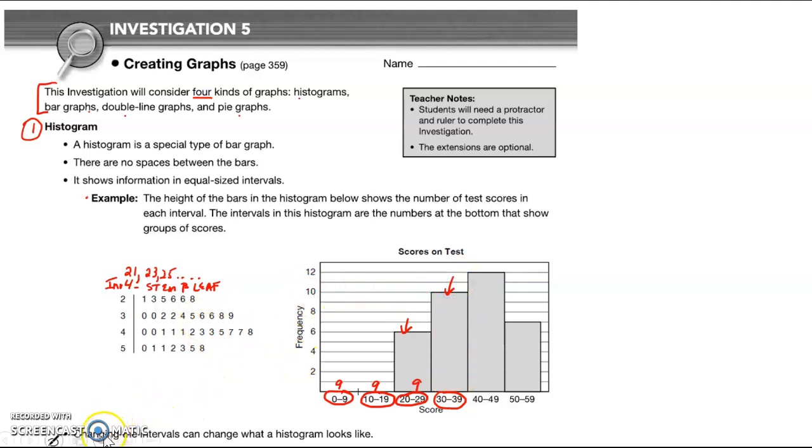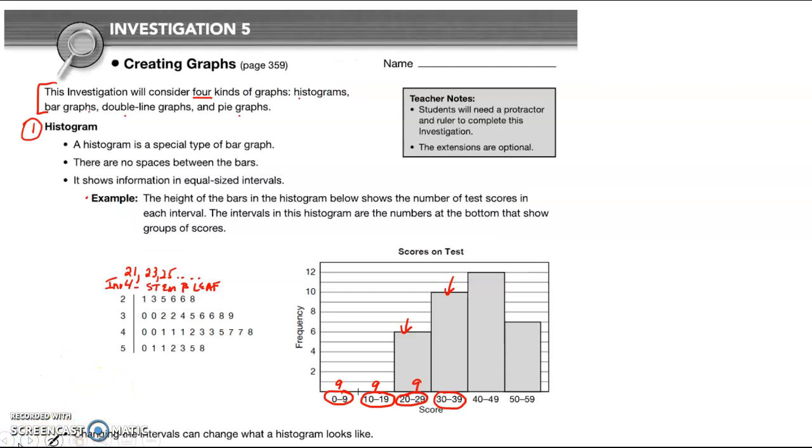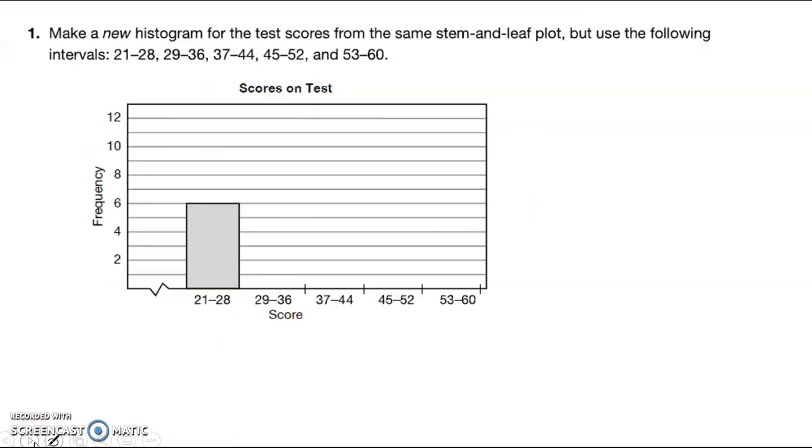Then they're going to change the intervals. But you can change the intervals. This is the first thing you're going to do. It says make a new histogram for the test scores from the same stem and leaf plot. The stem and leaf plot is back here on the first part, on the same page in your investigation. But use the following intervals: 21 to 28, 29, and you see that here. So let's do the 29 to 36 together, and you can do the rest.